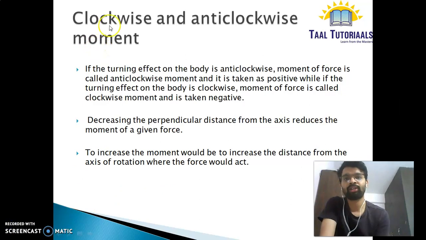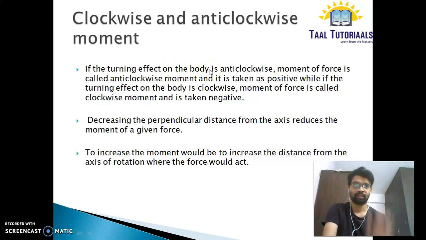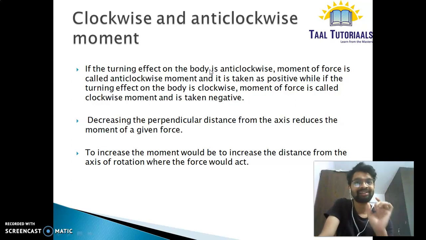See, what are clockwise and anti-clockwise moments? If the turning effect on the body is anti-clockwise, the moment of force will be an anti-clockwise moment, and that will always be taken as positive. While if the turning effect on the body is clockwise, the moment of force will be a clockwise moment and it will be a negative moment.